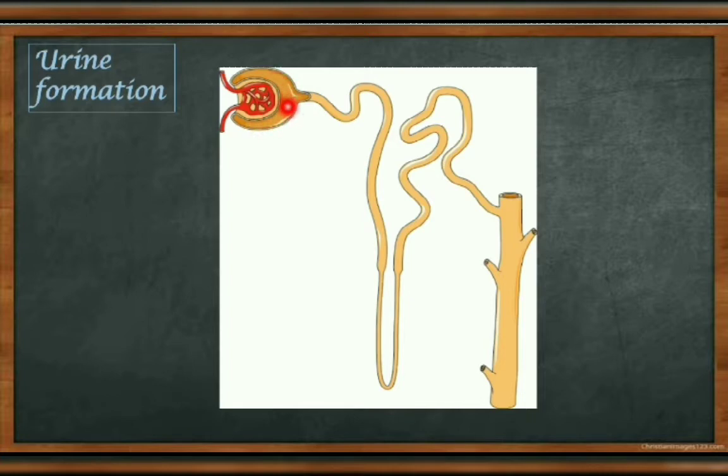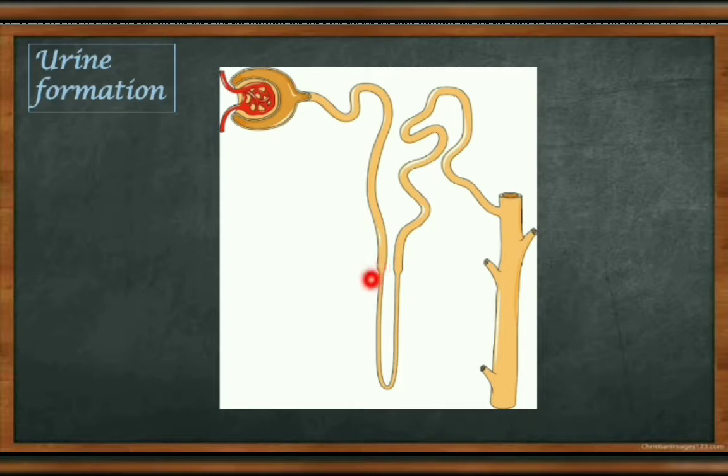This Bowman's capsule is followed by a coiled part. This coiled part is called PCT, that is proximal convoluted tubule. There are so many microvilli present, and ciliated epithelial cells are present. So here reabsorption takes place.